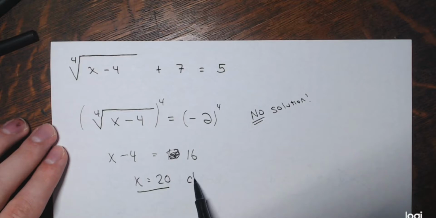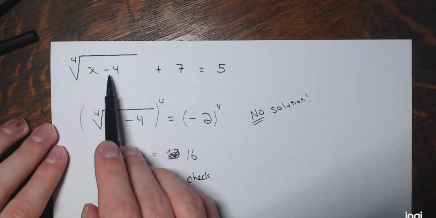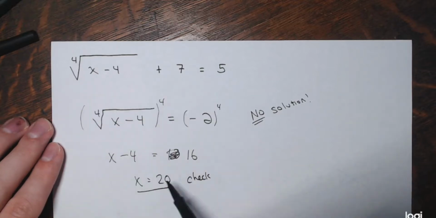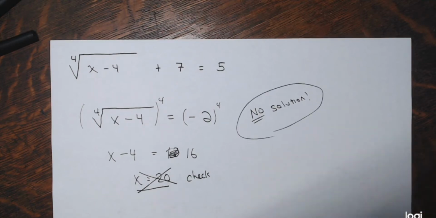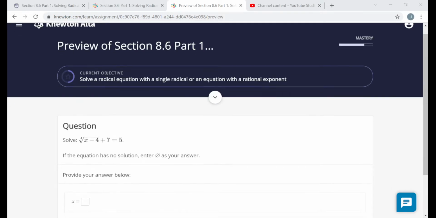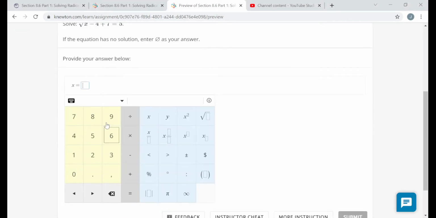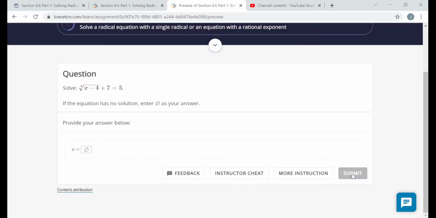But then don't forget to check. If I put in 20 over here, we have the fourth root of 16, which is 2. Not negative 2. This is not asking for the negative root. It's asking for the positive one. It's 2 plus 7. Is 2 plus 7 equal to 5? No, it's not. So the only solution I found, x equals 20, doesn't actually work. So there's no solution to this equation. And once again, if you have no solution, they ask us to enter that empty set symbol, which I'll have to go to sets again. There we go. Great.